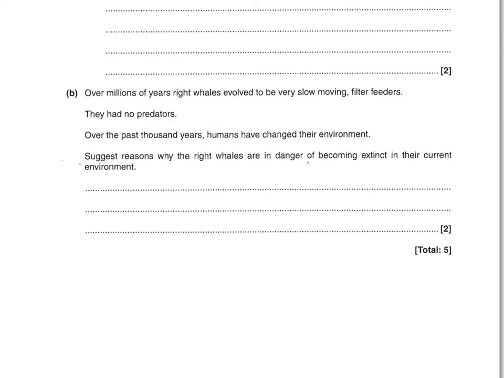Over millions of years, right whales evolved to be very slow-moving filter feeders. They had no predators. Over the past 1,000 years, humans have changed their environment. Suggest reasons why the right whales are in danger of becoming extinct in their current environment. So any 2 of these: you could say there's less food, you could say they're being hunted, you could say there's pollution, or you could say that the whales have not adapted or have been unable to change.